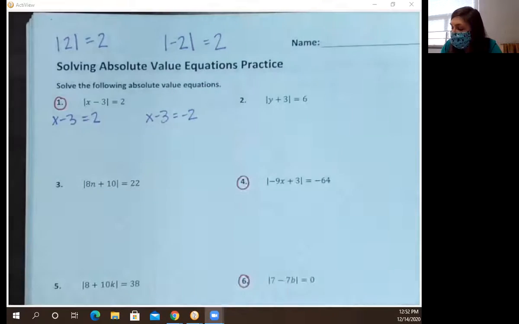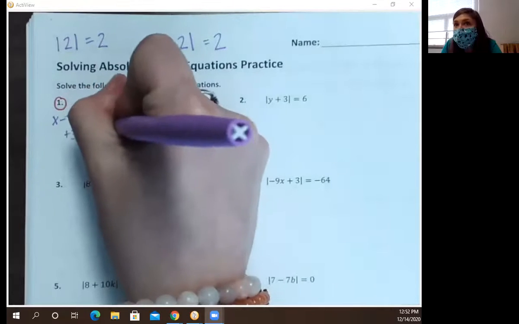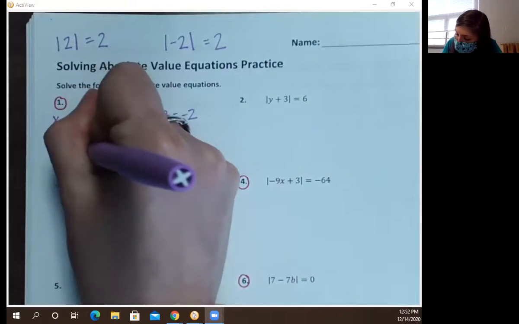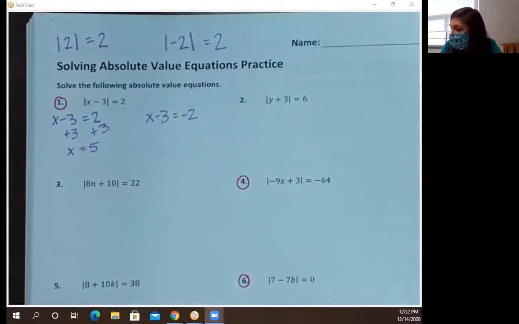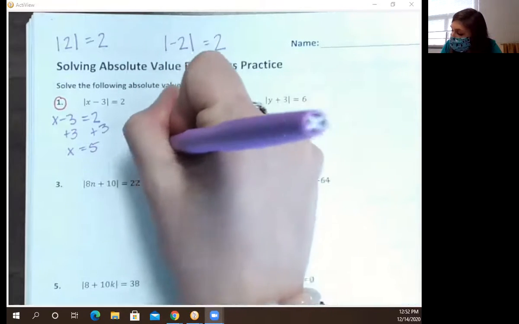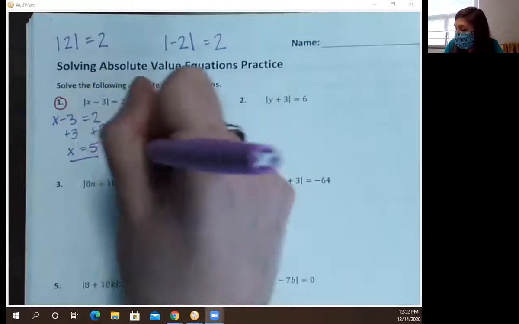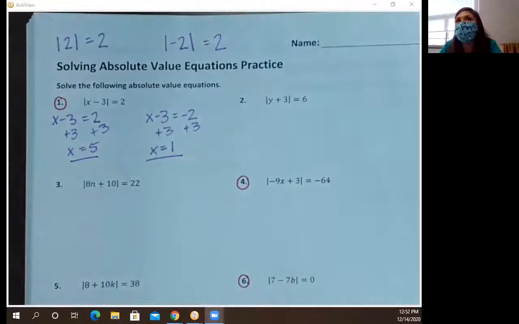So I'm going to solve each of these for x. I'm going to add 3 to both sides. So I get x equals 5. And then again, add 3 to both sides, and we get x equals 1. So there are my 2 solutions for this problem. Questions for me so far? Okay.